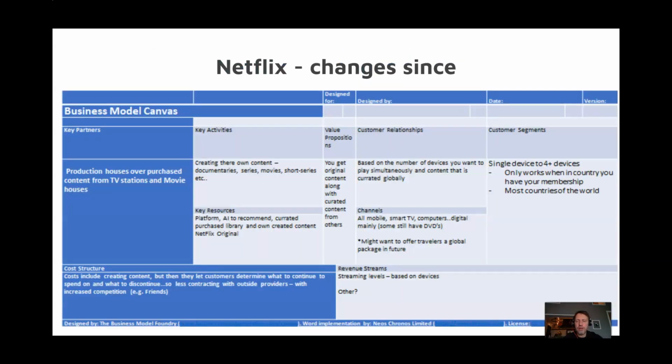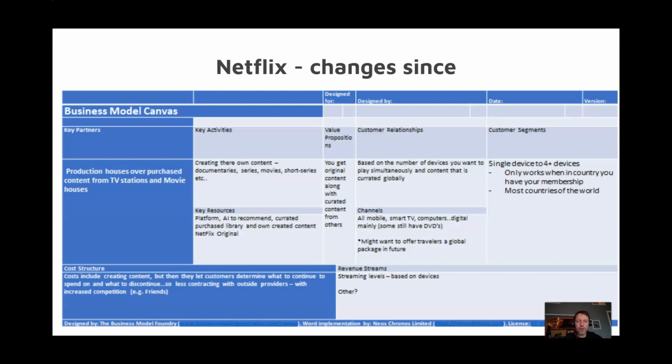What I've done here, and by the way, you could find this online, I found it as a Word document so that I could go in and type into it. You'll have each of the categories, and then below it, some things I've typed in to show some of the differences.